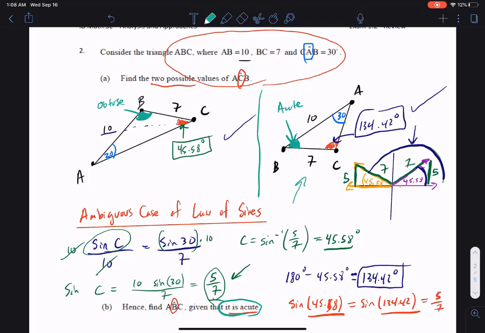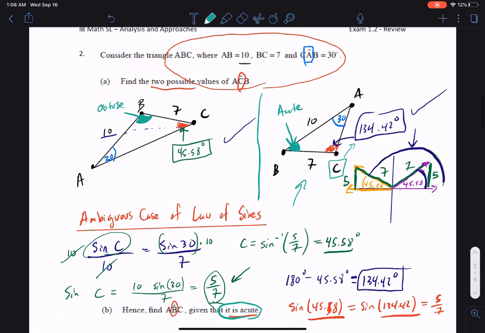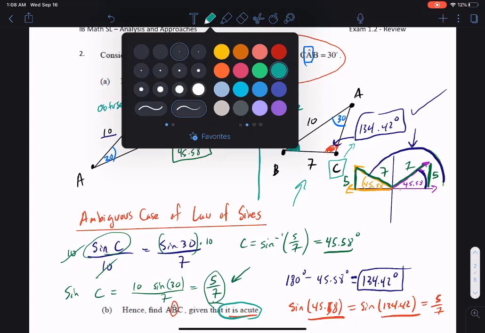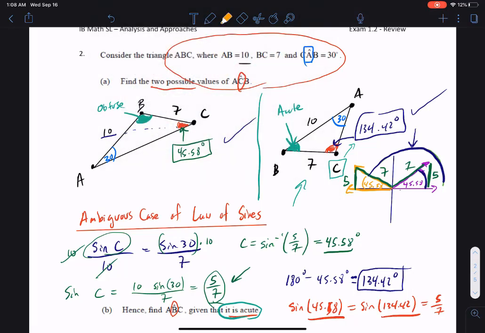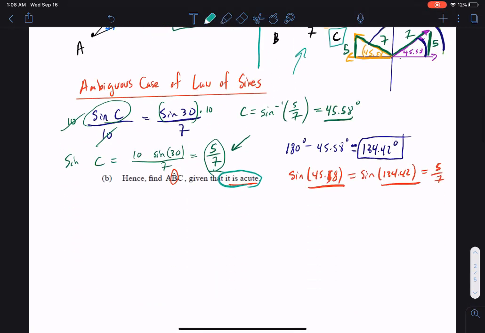That means I'm going to use the value 134.42 for the angle C, which I just found. To find the missing angle B, I'll add the angle C to the angle 30. All the angles inside the triangle add up to 180. So I'm going to add this angle plus this angle and subtract it from 180 to get the missing B. That's the whole question. It's kind of goofy.